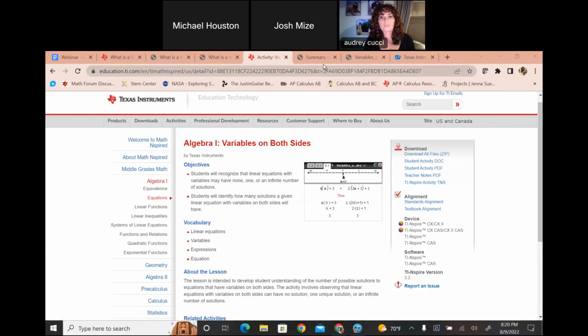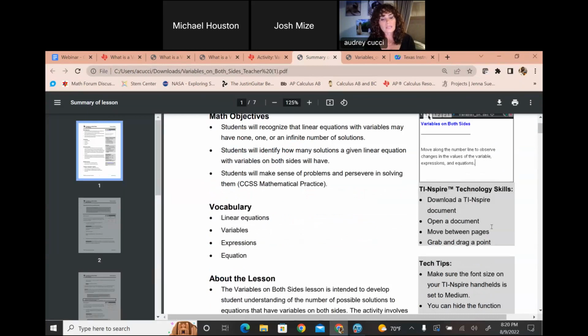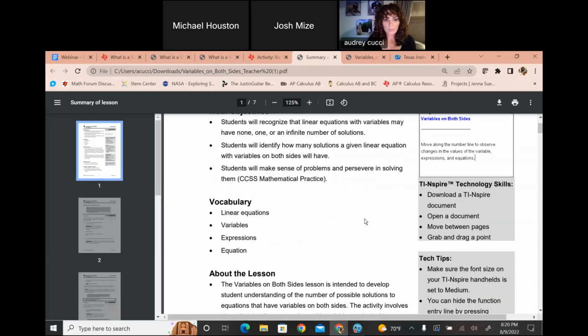So let's take a peek at that teacher file. The teacher file here, same idea. We're going to give you a list of those vocabulary, your objectives. We're going to give you those tech skills that your kids are going to need in order to be successful with this. So what you're going to need to be able to do is open a document. You have to be able to move through pages, control right arrow, control left arrow. You have to be able to grab and drag a point.